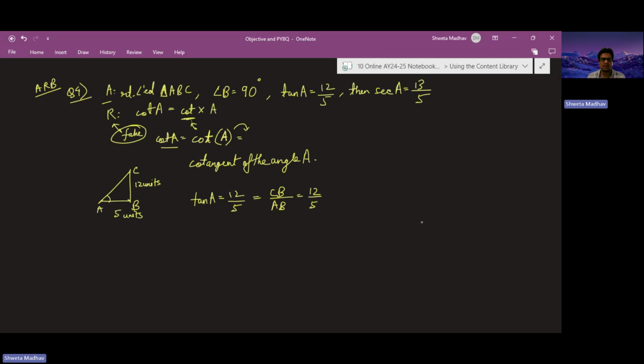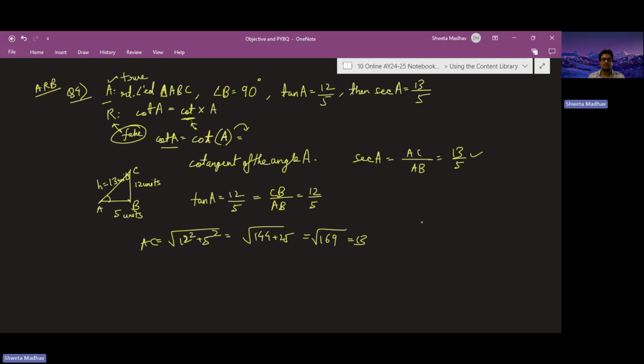Then the hypotenuse, which is AC, will be equal to the square root of 12 square plus 5 square, which is 144 plus 25, that is root over 169, which is equal to 13. So AC will be 13 units. So obviously sec A will be equal to hypotenuse by adjacent side, so AC by AB, which is equal to 13 by 5. So obviously the assertion is true. So the assertion is true and the reason is false. The option C is the correct answer.